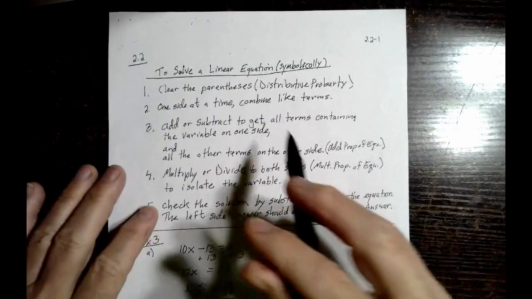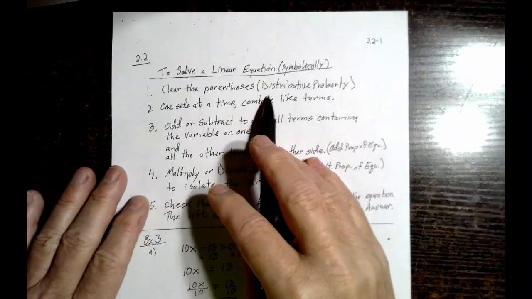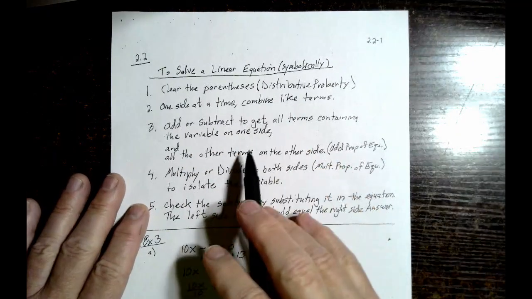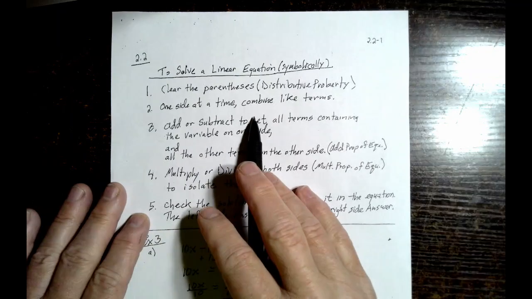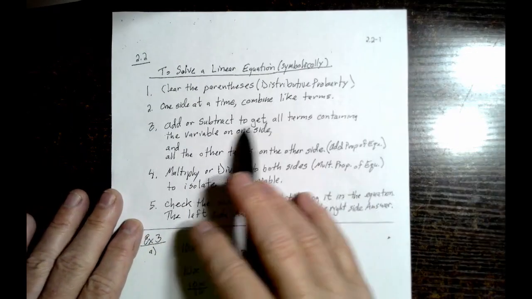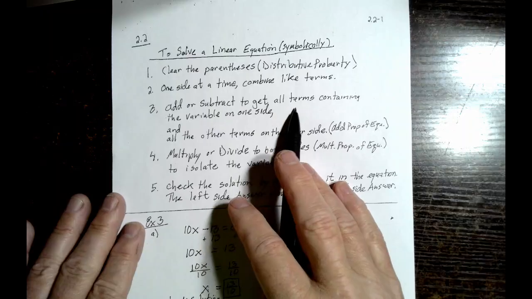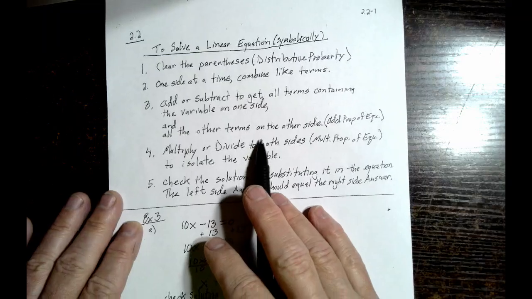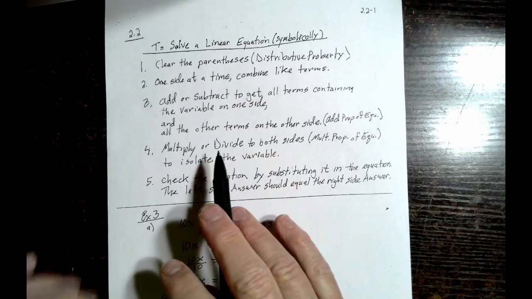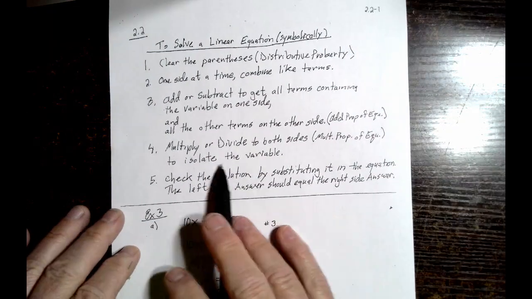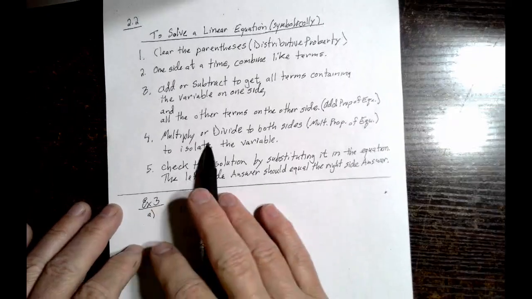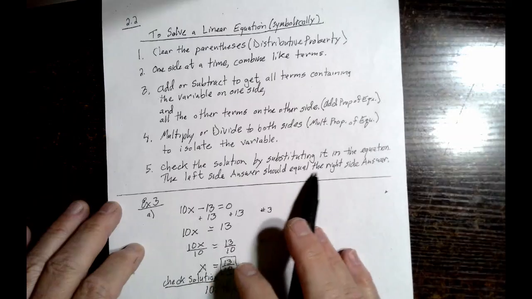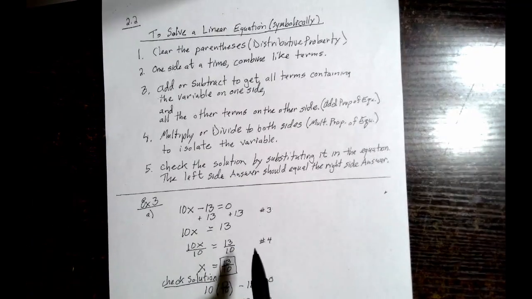Alright, when we're solving a linear equation symbolically, we're going to clear out the parentheses, meaning use the distributive property. And then one side at a time, we're going to combine like terms. Then we get to add or subtract all the terms to get all the terms containing the variable on one side and all the other terms on the other side. Okay, then we multiply or divide both sides to isolate the variable. Multiply or divide. And then we check our solution by substituting into the equation. The left side answer should equal the right side answer. And you can use your calculator for that.